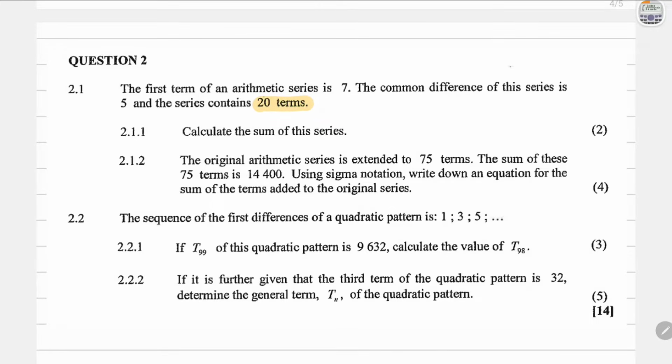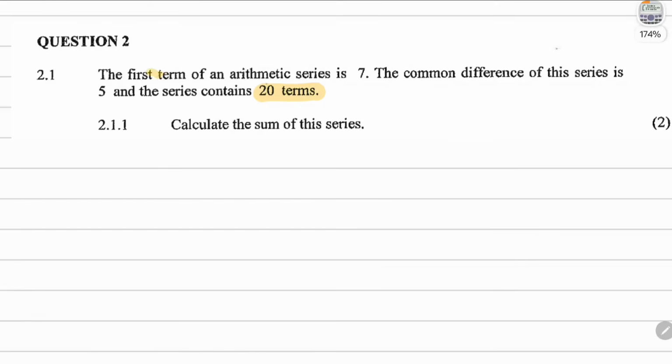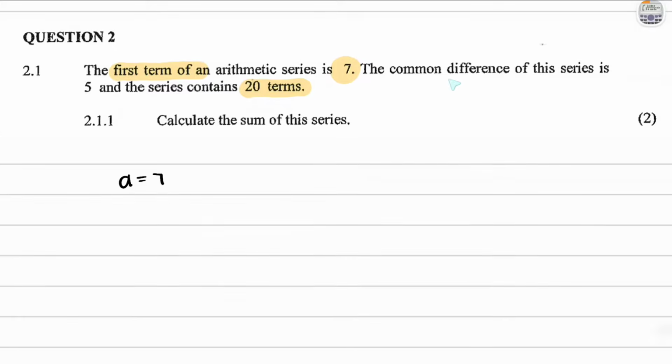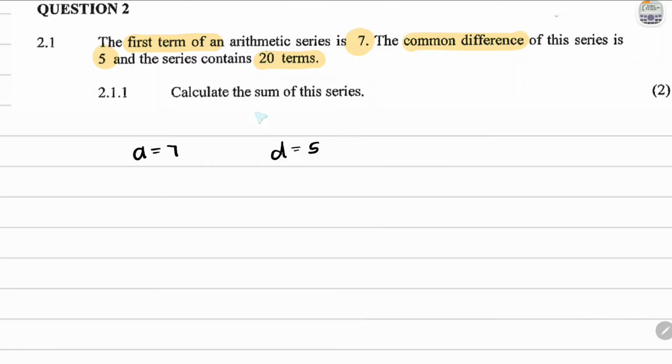Okay, let's go ahead and start off with this question. So, in the information, you see that they're giving us that the first term of this series is 7. When they tell you the first term of an arithmetic or a geometric, you can call that A. So they told us that A is equal to 7. And then the common difference of the series is 5. So we know the D value. So D is equal to 5. And we have to basically find the sum of 20 terms.